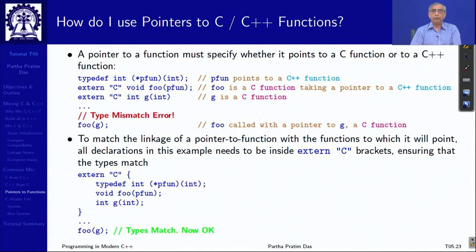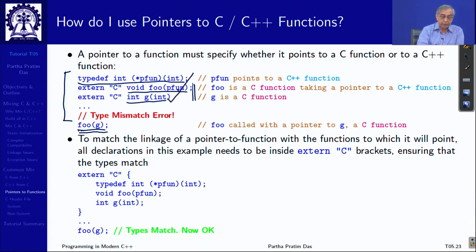Now, there are some caveats that can happen. For example, you are trying to define a function foo which takes a function pointer, right. A function pointer is another way to call a function, and that function pointer is defined here. This code is in C++, and now when you use g to call foo(g), you will have a type mismatch error. Why?